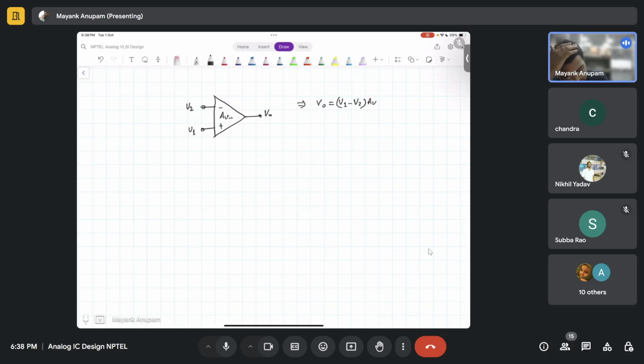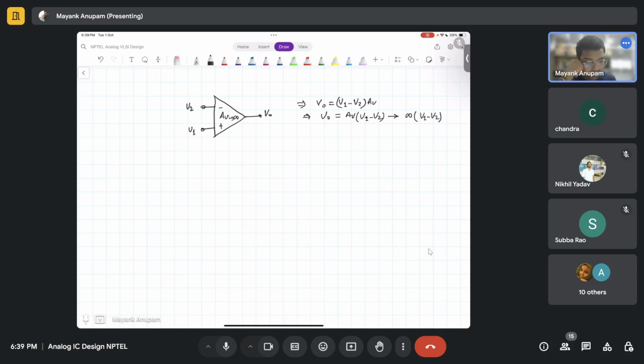Now if this AV becomes infinite, in that condition also V0 is equal to what? Infinite times V1 minus V2, right? Is that clear? It is not very good to write it in this manner. Actually it's a limiting thing. So V0 equals AV into V1 minus V2, which actually tends to infinite times V1 minus V2, right? This is how it is.